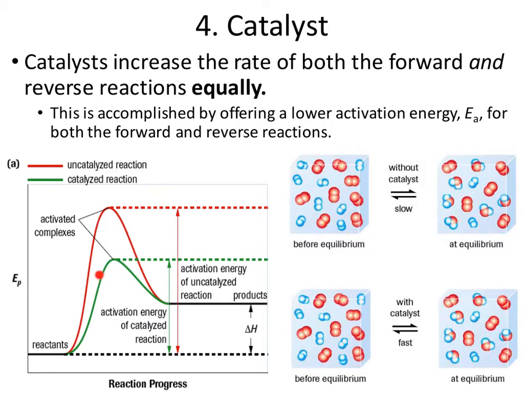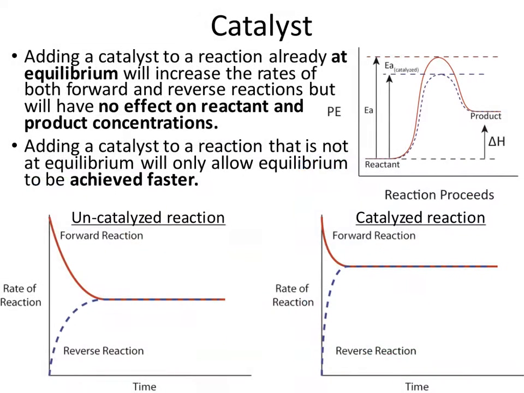Because if we have a lower activation energy, it's easier for the forward reaction to happen, and it's also easier for the reverse reaction to happen. So you can see here, without a catalyst, with a catalyst, the initial conditions and the equilibrium conditions are the exact same, except the only difference is that here this was slow, and here this was fast. So equilibrium is just attained a lot faster when we have a catalyst.